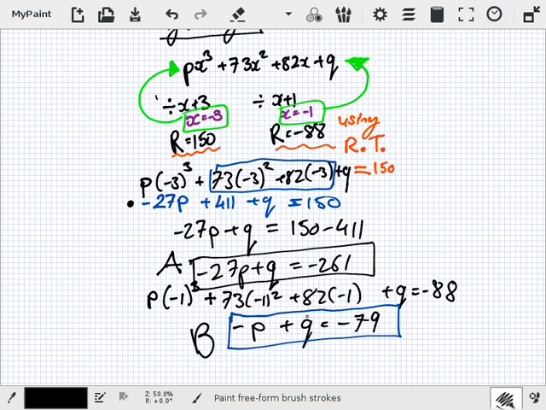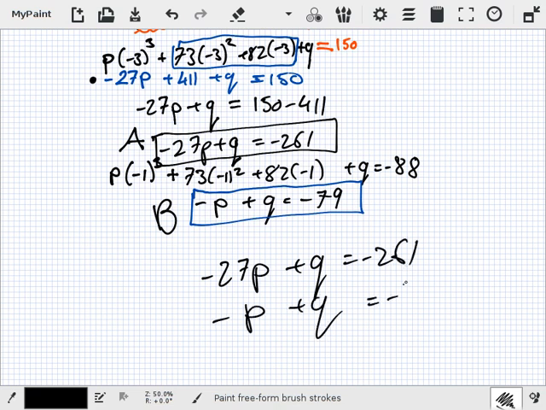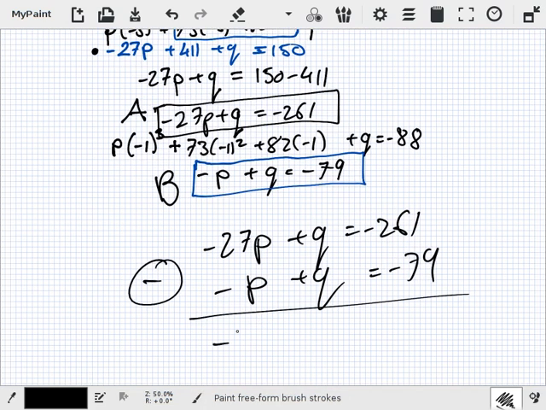I was thinking of elimination. Yeah, elimination. Which one to eliminate? Which letter to kill? First thing, let's write them together, it'll be helpful. Minus 27p plus q equals minus 261, and minus p plus q equals minus 79. Cancel q, by adding or subtracting? Subtract. Good. So that's minus 26p equals minus 182. Good, okay, so we're nearly finished now.